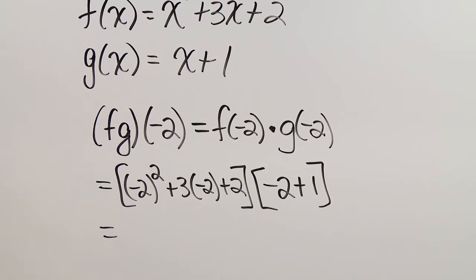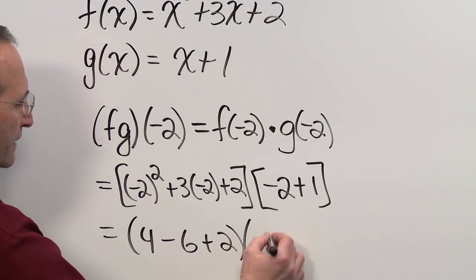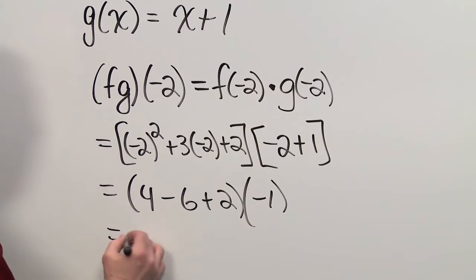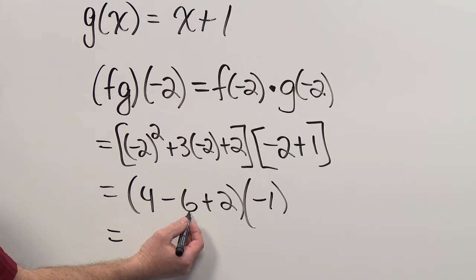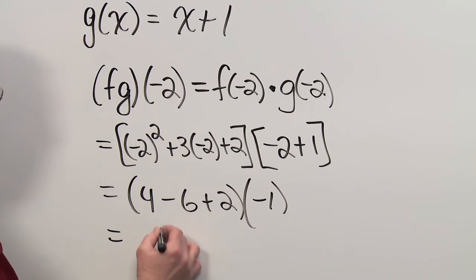Negative 2 quantity squared is positive 4. 3 times the negative 2 would be minus 6 plus 2. And then, of course, negative 2 plus 1 is negative 1. So now, 4 minus 6 is negative 2. Negative 2 plus 2 is 0.